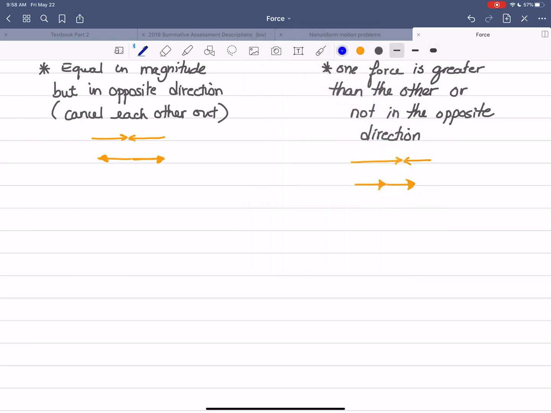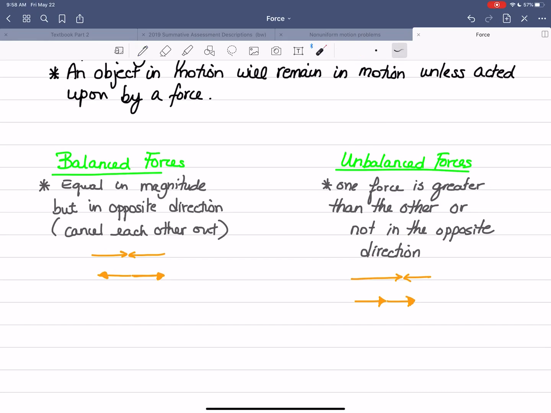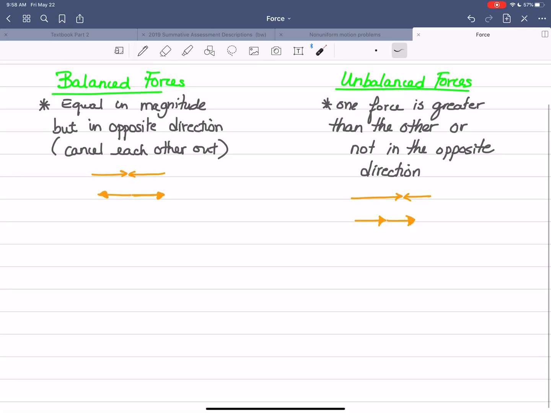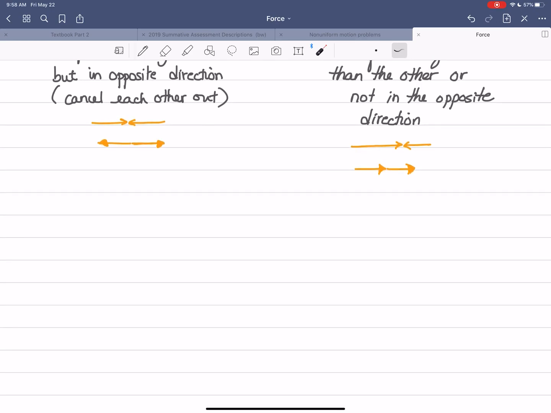so that's what Newton said. It has to be an unbalanced force. It has to be this, and that's how you're going to get the object either changing the fact that it wasn't in motion or remaining in motion, okay? Or not remaining in motion, it being stopped.